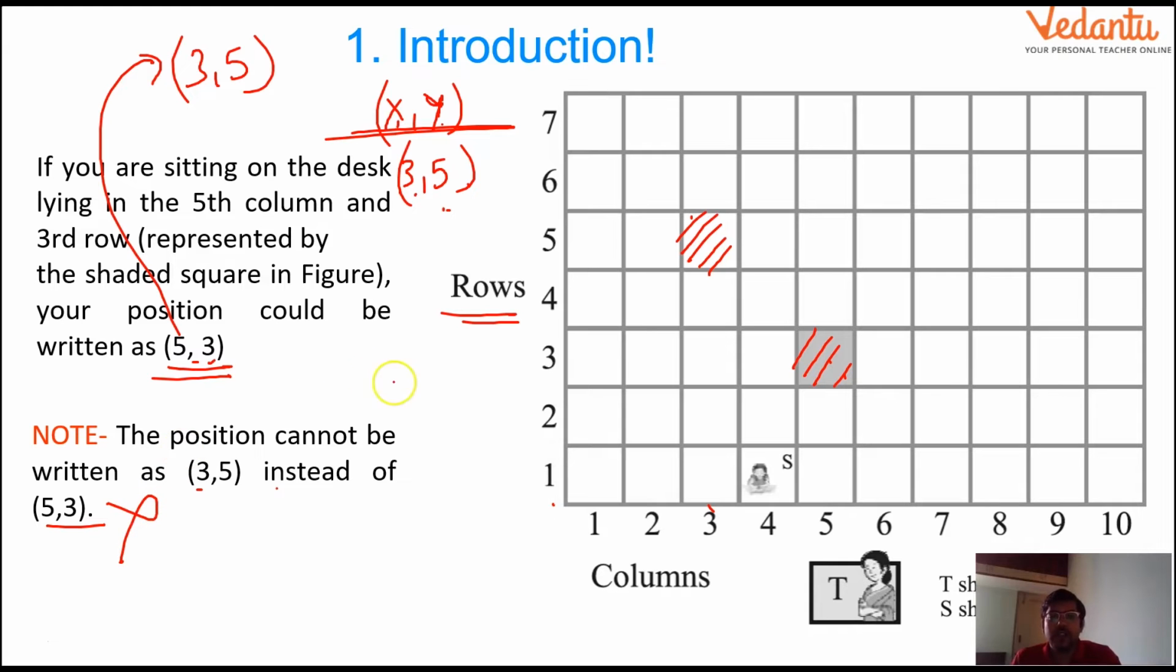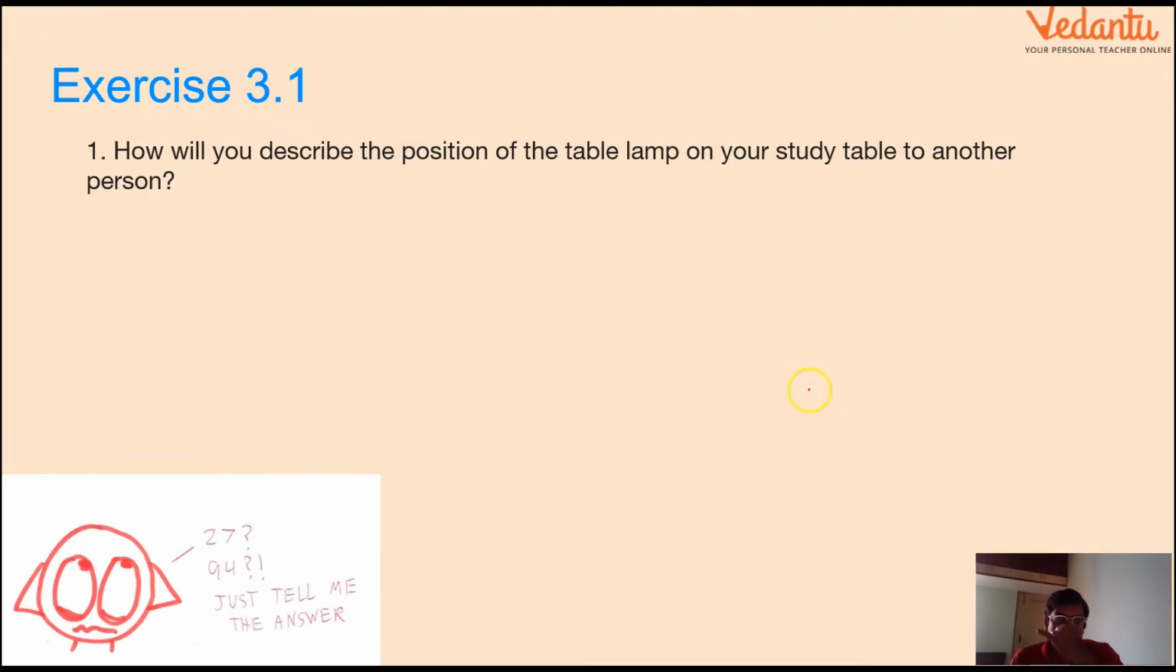Okay. And always remember one more thing, that x will be written first and then y, means horizontal coordinate will be written first and then vertical coordinate. Okay. So let's do some interesting fun thing. How will you describe the position of the table lamp on your study table?